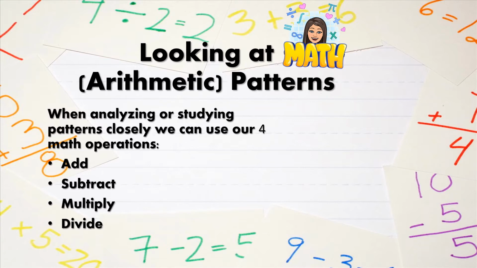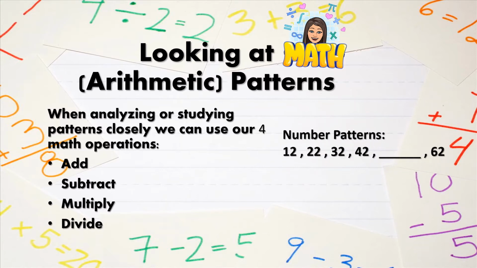Now, most of the time, and in our DMA, we have been looking at number patterns. So for example, we have a pattern here. The pattern is 12, 22, 32, 42, blank, and 62. So based on the pattern, we want to know what is going to be our missing number in this number pattern.